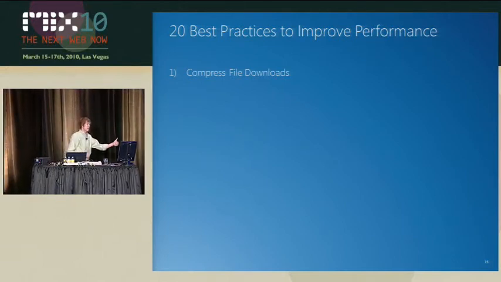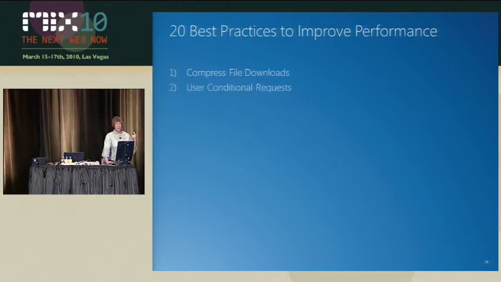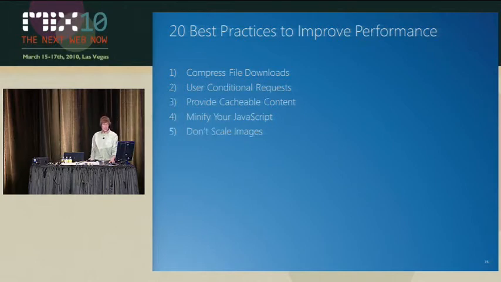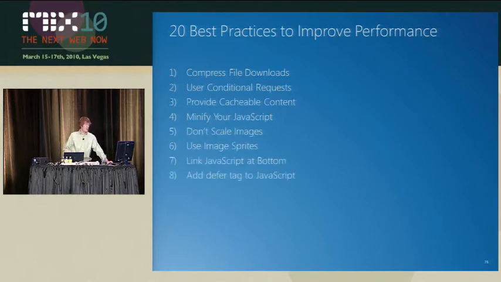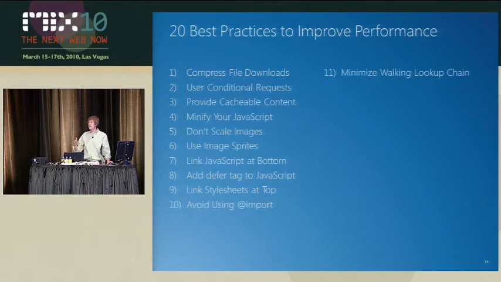So the first best practice is to compress file downloads. Use conditional requests. Provide cacheable content. Minify your JavaScript. Don't scale images. Use image sprites. Link JavaScript at the bottom of the page. Add a defer tag to JavaScript when you must link it at the top of the page. Link style sheets at the bottom of your page. Avoid using the @import. Minimize walking up that lookup chain.